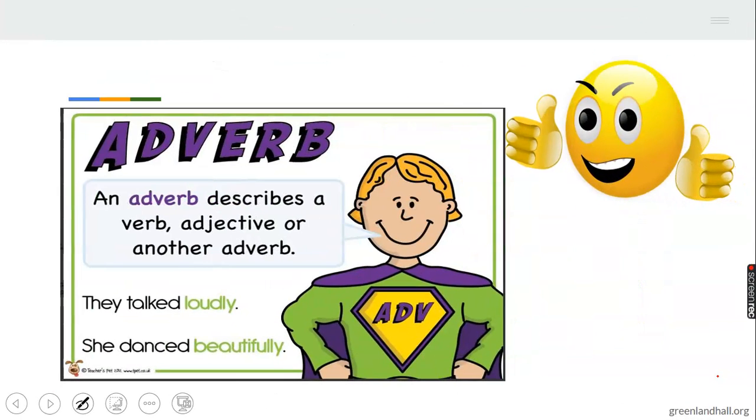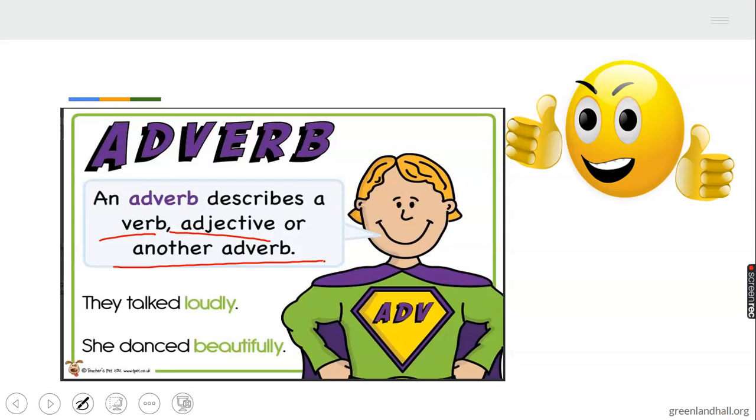Okay, in another definition, I will say an adverb describes a verb, adjective, or another adverb. So when I ask you what is an adverb, this is the definition I expect you to give to me. You say an adverb describes a verb, that's the first one, adjective, and another adverb. Can we say that together? 1, 2, go. An adverb describes a verb, adjective, or another adverb.